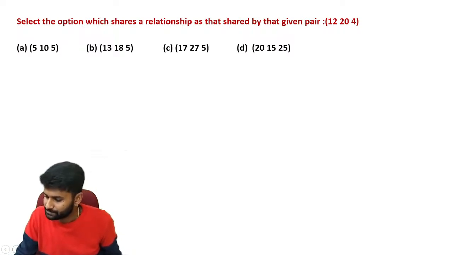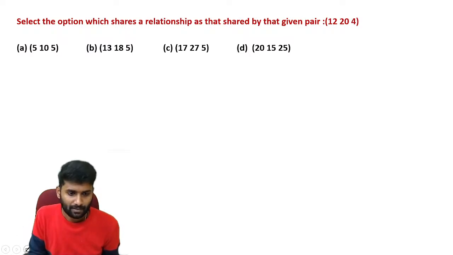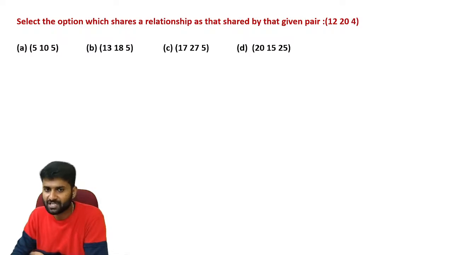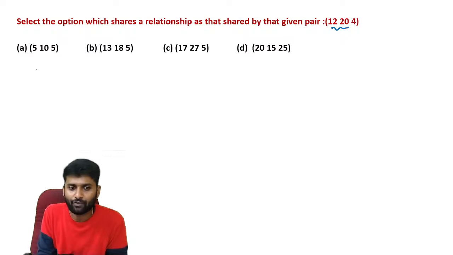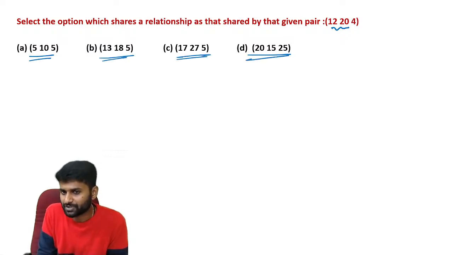Find the logic here. Select the option which shares the relationship shared by the given pair. 12, 24. Then the same relation is represented here. Which of the following options is it?